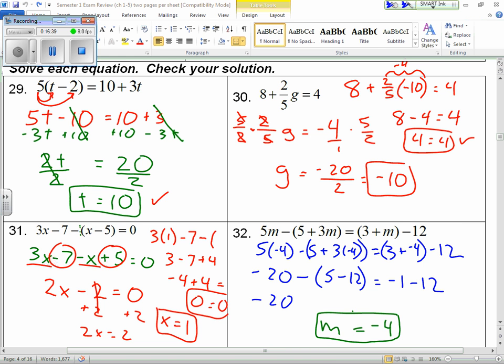And here is a negative 7. So a negative 7, with a negative outside, would be plus 7. On this side, I get a negative 13. So negative 20 plus 7 is a negative 13. Equals, way over here, negative 13. So yeah, it checks out. Negative 4 is the correct solution.